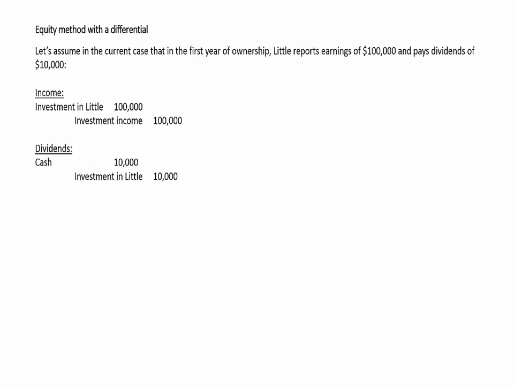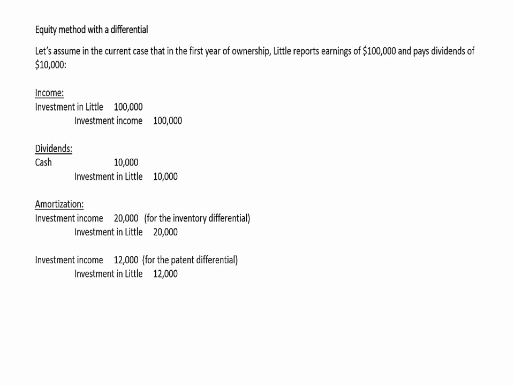Dividends. Little pays dividends of $10,000. Big receives all of that, so Big debits cash for $10,000 and reduces their investment in Little by $10,000. And then amortization. And again, we've got two aspects of amortization here. We have our amortization of the inventory differential, again, that $20,000 inventory differential is being written off all in one fell swoop. And we have the $12,000 amortization for the patent differential.